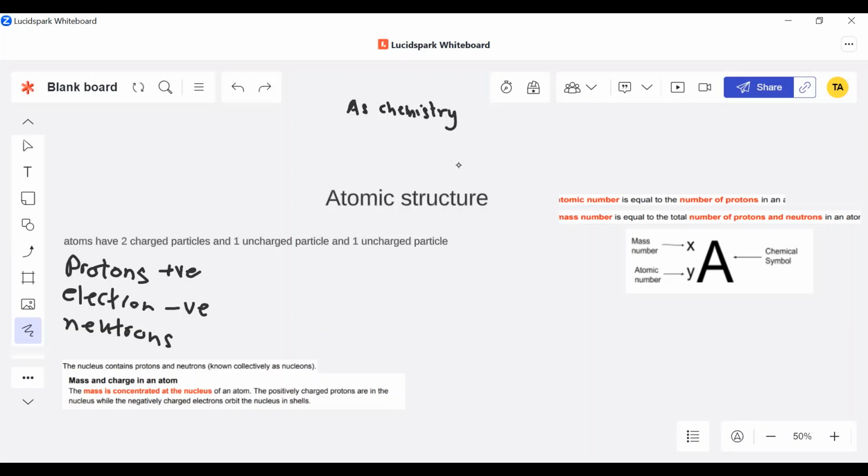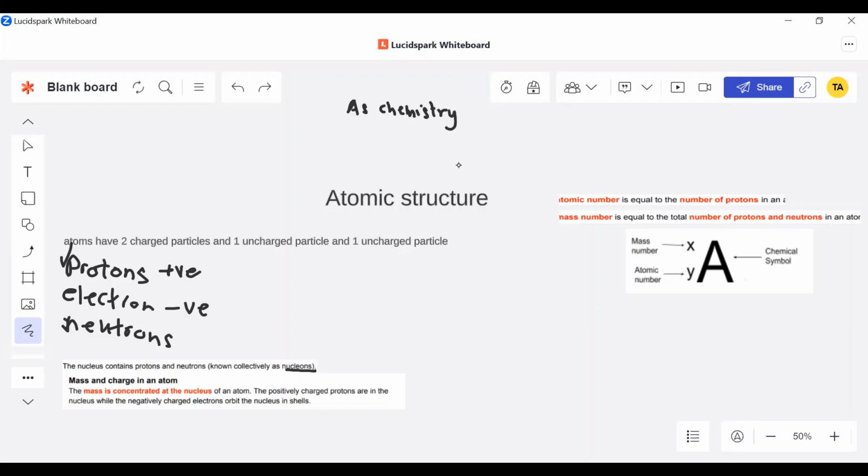Now, the nucleus contains protons and neutrons, collectively known as nucleons. So protons plus neutrons means nucleons. And the mass is concentrated at the nucleus of an atom. So the positively charged protons are in the nucleus, while the negatively charged electrons orbit the nucleus in the shell. So if I have this atom, this is the nucleus, and this orbit is where the electrons are orbiting, whereas the positively charged protons and neutrons are concentrated at the nucleus.